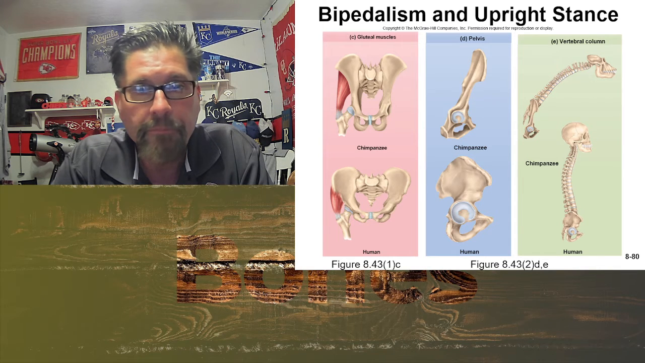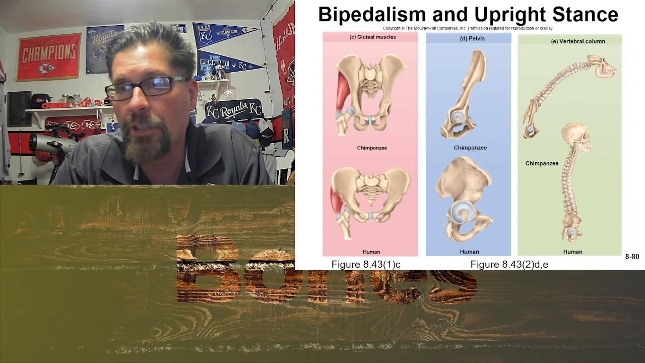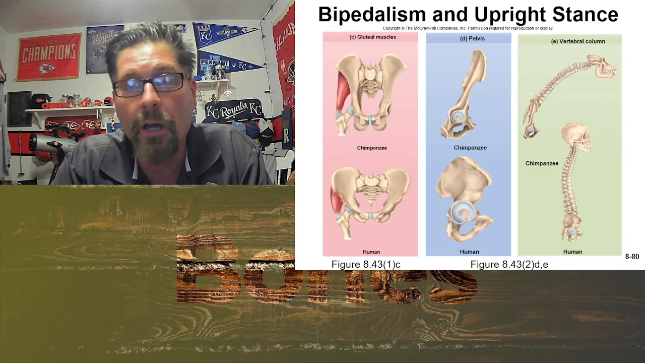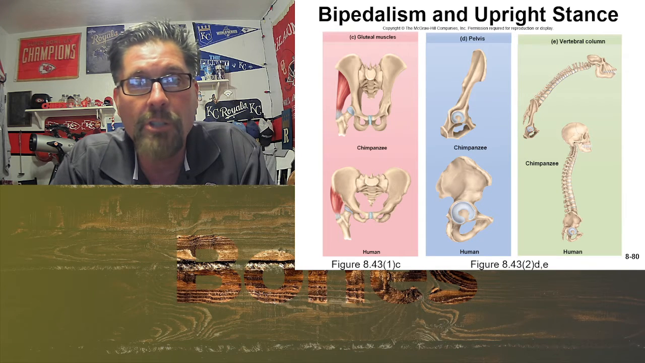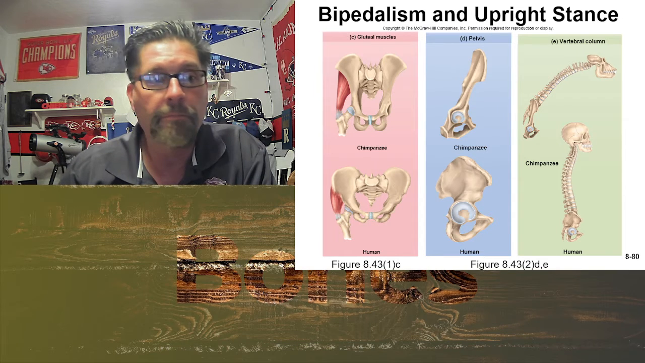And you can also see the difference in the vertebrae, that initial angling makes their body structure, their upright situation, different than ours.